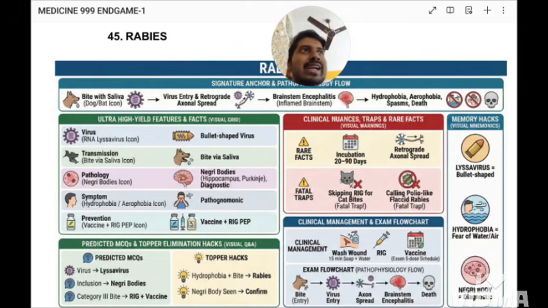So that's why we watch for around 10 days, which we used to follow earlier. Now we don't follow it. We watch the rabid animal for 10 days, whether symptoms are there or not. And it is retrograde axonal spread. So the virus spreads through the nerves. It doesn't spread through blood.